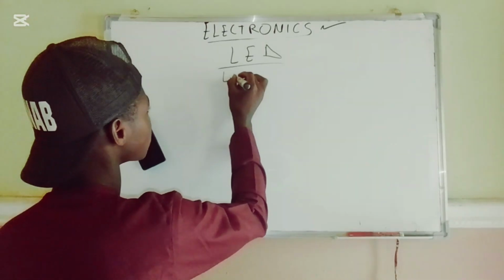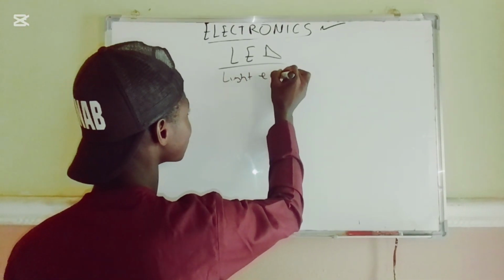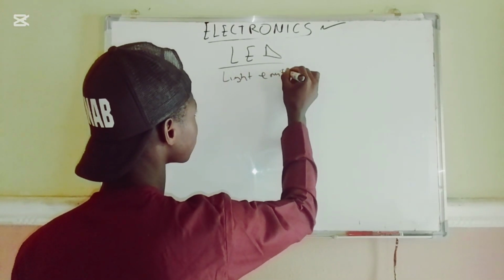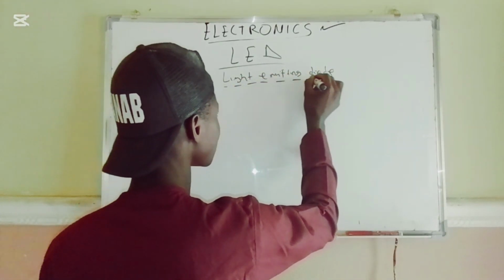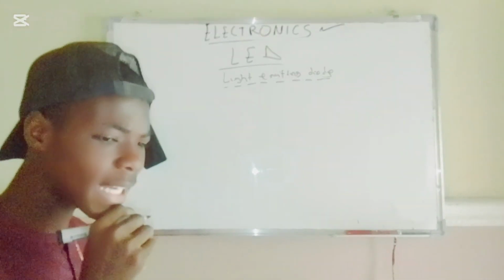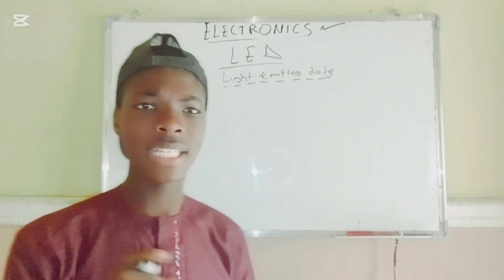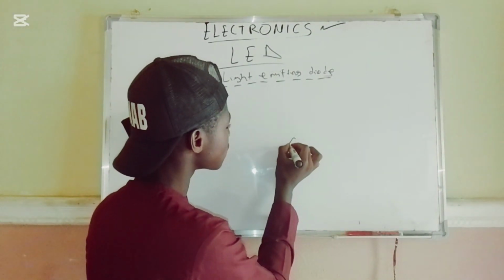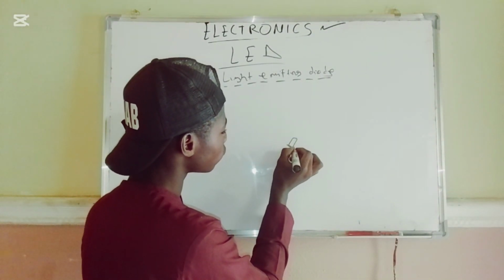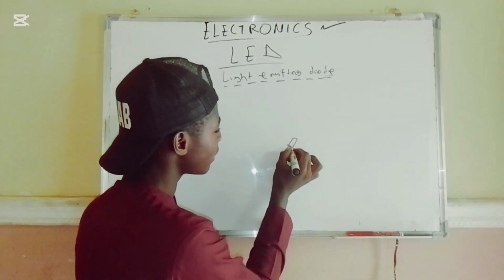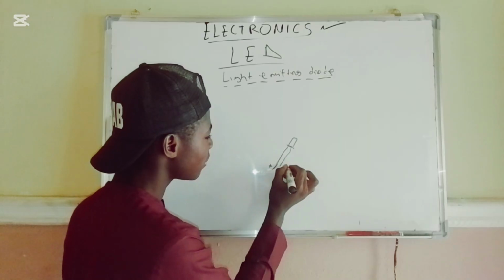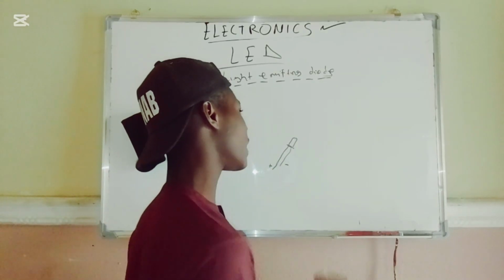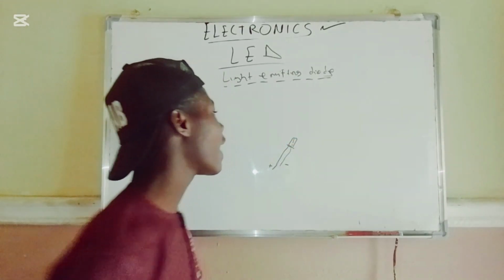LED means what? Light emitting diode. So what is a light emitting diode? In practice, let me say that there is a globe that you'll be seeing inside a charger like this. You see the terminals. The long one is the positive terminal, the short one is the negative terminal. So these are called LED.